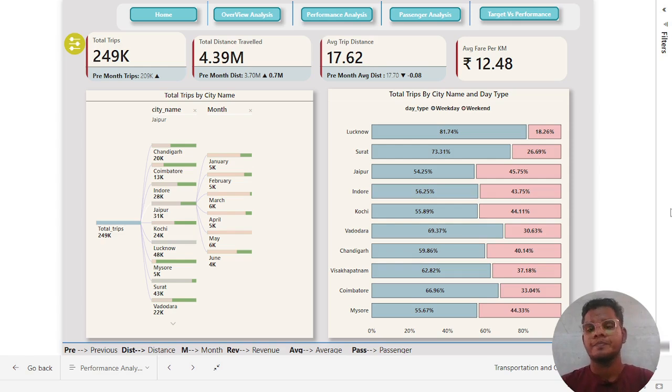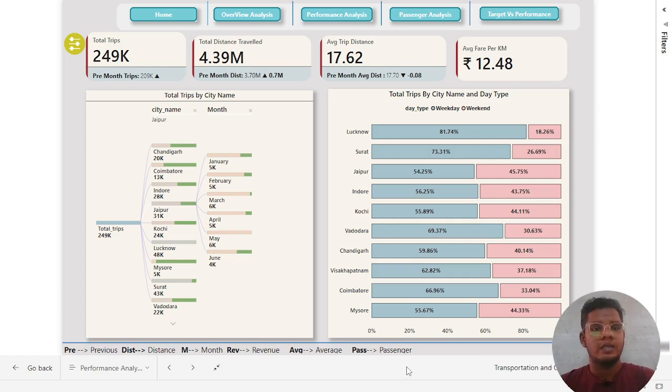These are the things. And for tourist visitors, we can give package discounts. Like that, we can improve the performance a little bit, boost up the performance. I hope you get the point, you know the core thing of the weekday and weekend performance. And here is the abbreviation: the previous, distance, month, revenue, overage, then passenger.